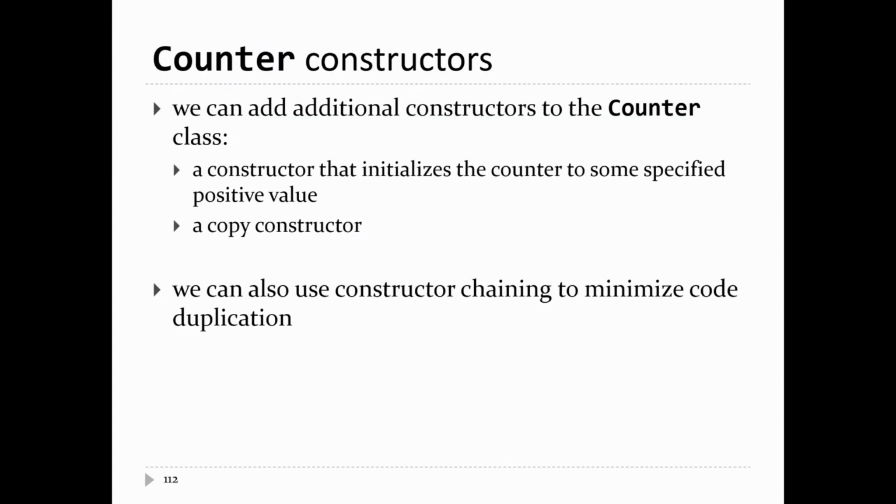Now we were looking at a couple of other classes, so we can do the same exercise in all these other classes. We've got this counter class. The counter class, its no argument constructor sets the value of the counter to 0. You might want to set the value of the counter to some non-zero positive value. You might want to copy another counter. So we can provide 2 more constructors in the counter class. At the same time, we can use constructor chaining to minimize any code duplication.